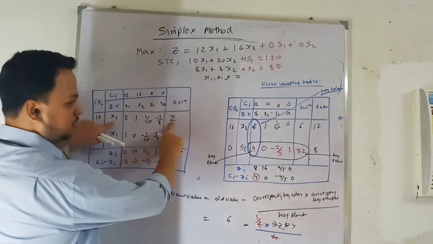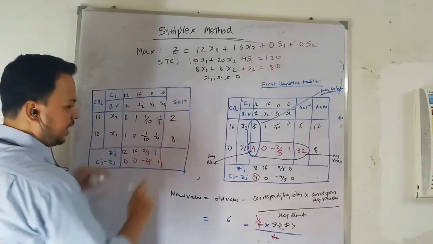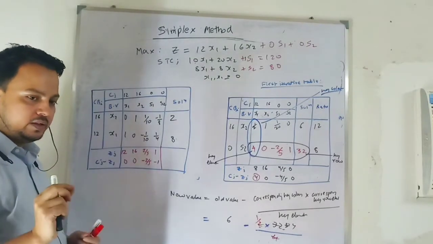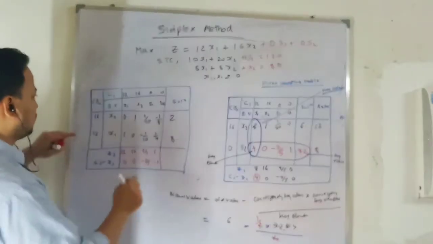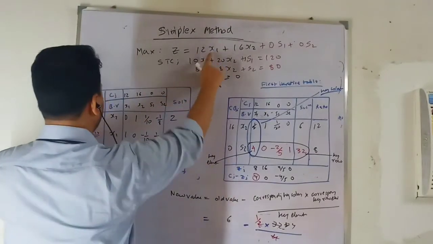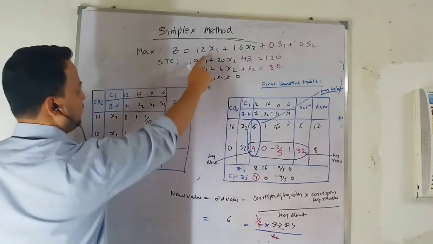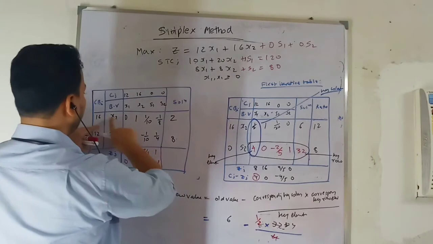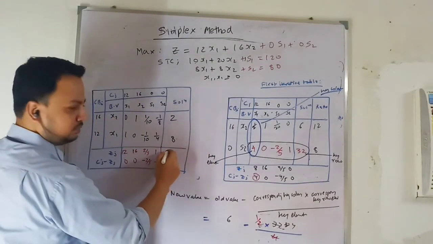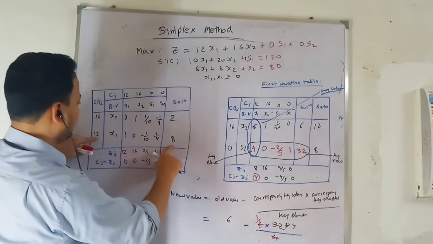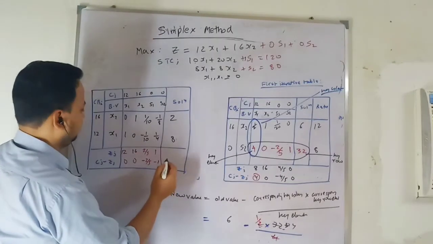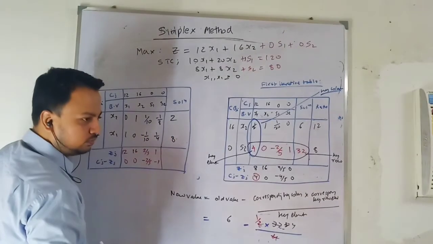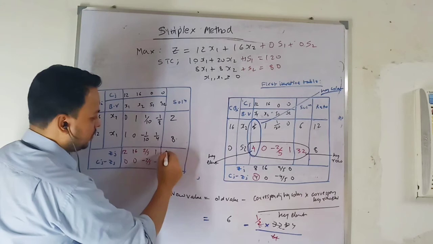So x2 equal to 2 and x1 equal to 8 is maximizing my objective function. So what is your objective function? How much is your x1? 8. Just put 8 here, and here you will put 2. How much will you be getting? 16 into 2 plus 12 into 8. How much? 12 into 8 is 96, plus 32. 128.